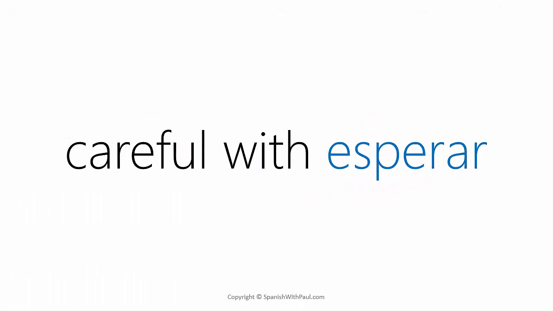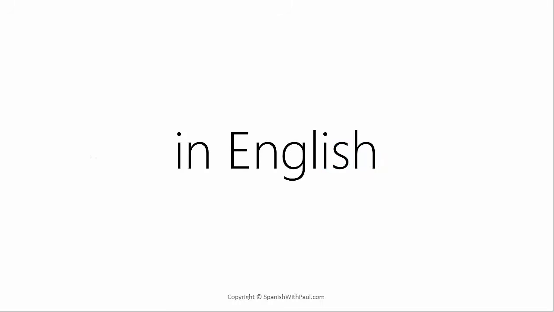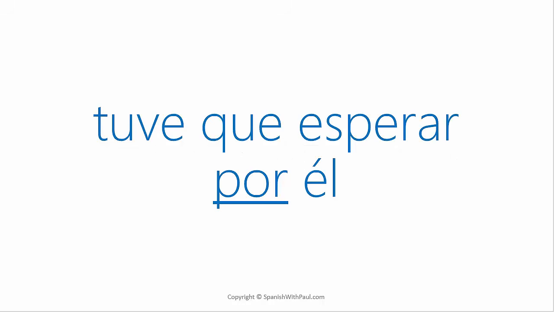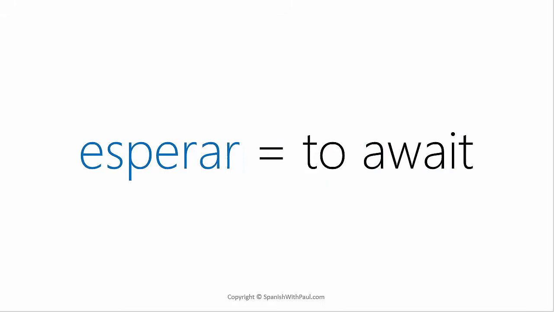We have to be a little bit careful with the verb esperar. In English, we commonly say, I had to wait for him, or for her, or for them. So right away, you might be tempted to say, tuve que esperar por él. Now, while this is correct in Spanish, and you will hear it from time to time, there's a much more common, more frequently used way of expressing this.